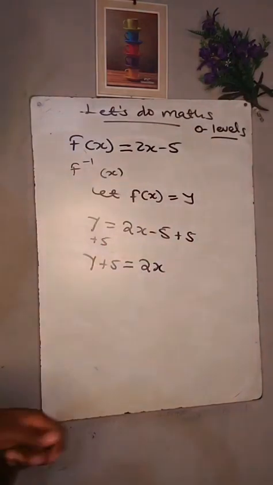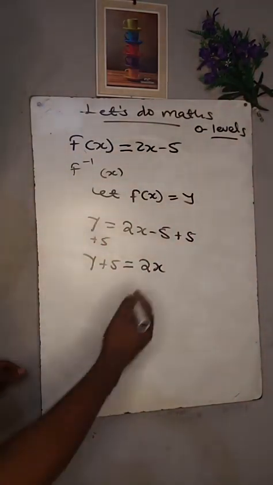Then after that, we're trying to make x to be alone. So we're going to divide both sides by 2.